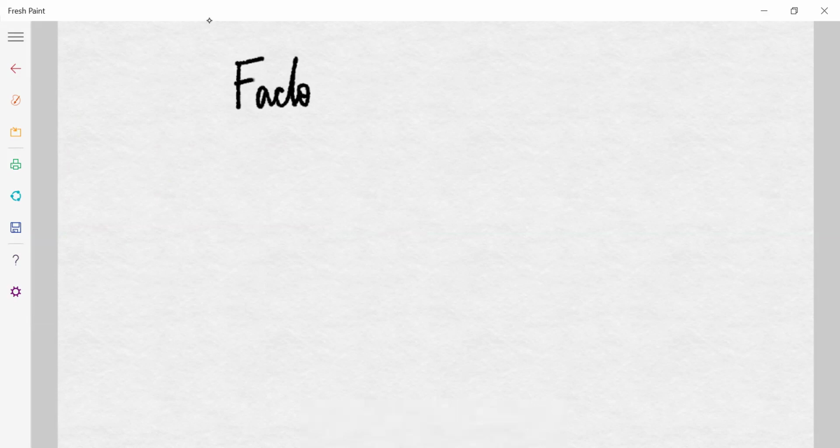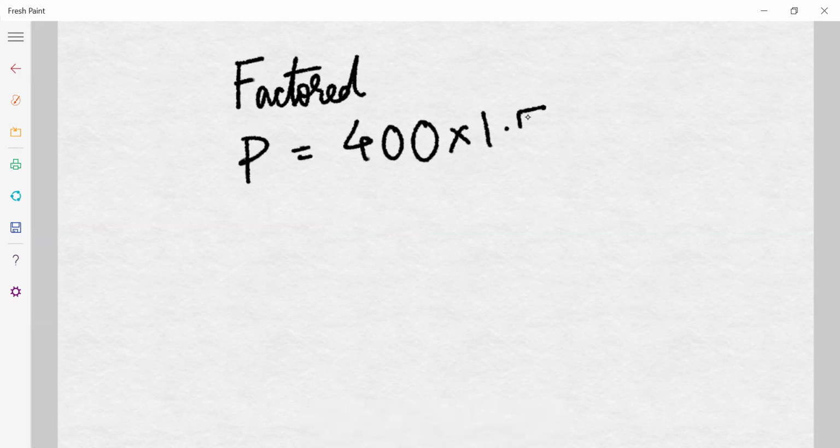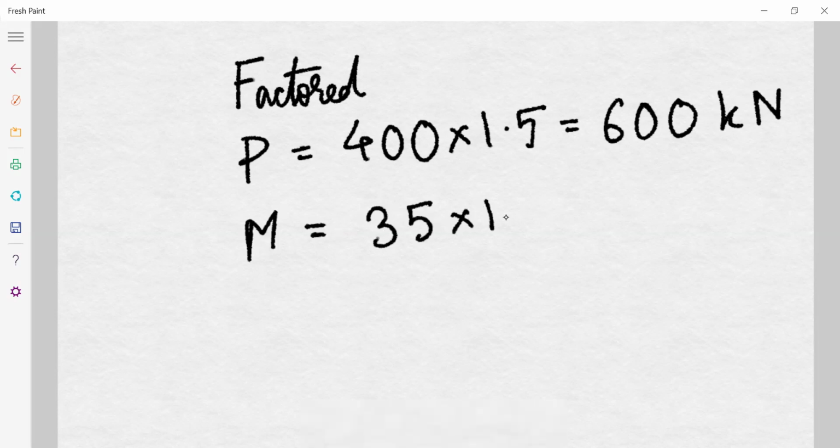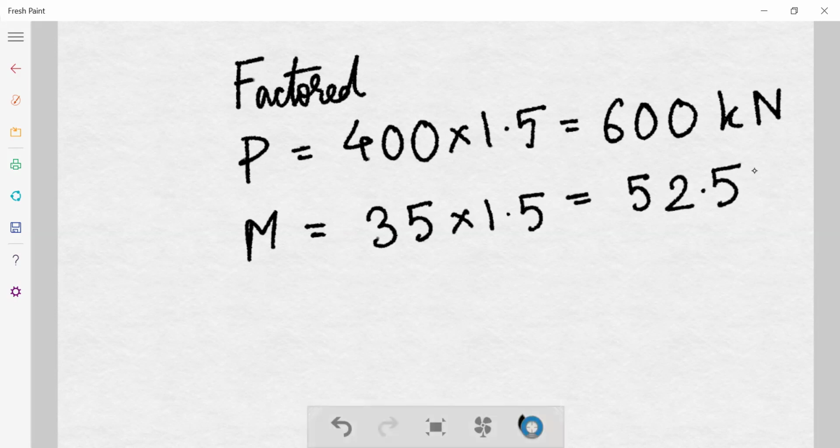So for the design condition, the axial load that we will be taking will be the factored one. So the P will become 400 into 1.5 is equal to 600. And the moment will be taken as factored, which is 35 into 1.5, which is equal to 52.5 kilonewton meter.